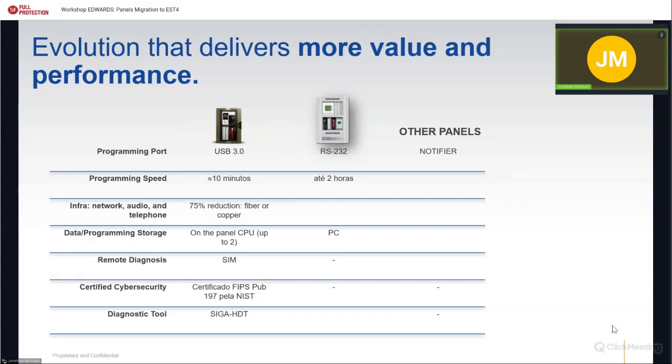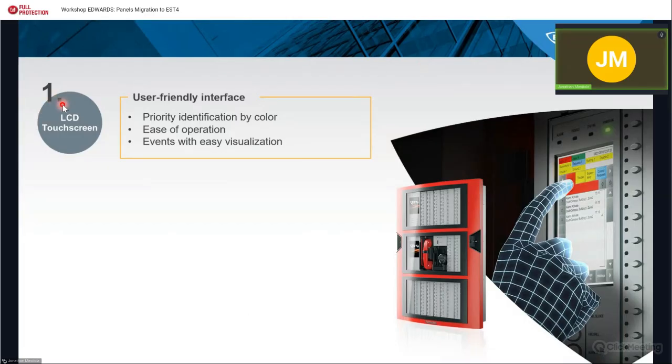And to end this presentation, as I told you, the first difference is the LCD touchscreen, that is a user-friendly interface that prioritizes identification by color. Remember, I told you if you receive an alarm event, you will see a red color. If you receive a problem event, you will see a yellow color. The events have easy visualization for the end user and also for the integrator, it's really easy to see what is happening in the panel.